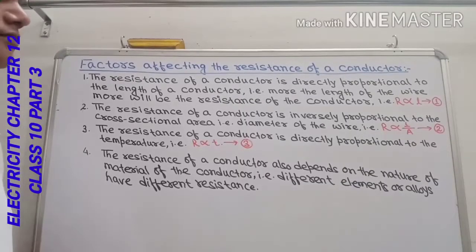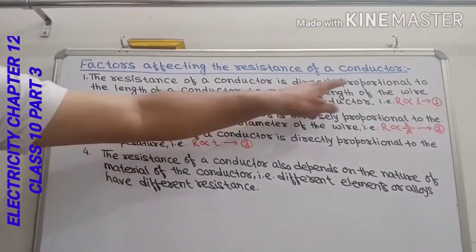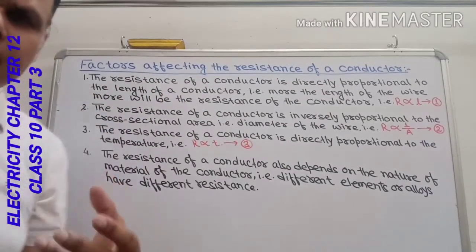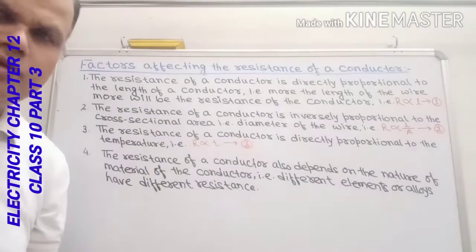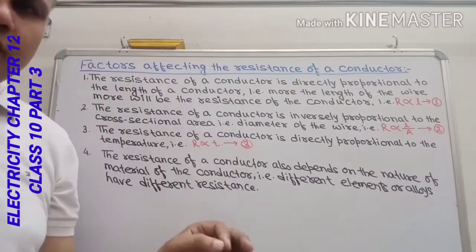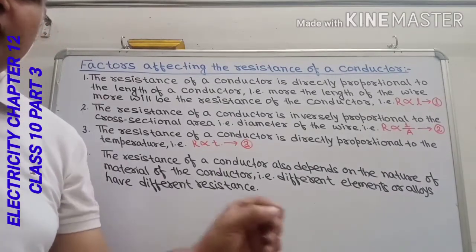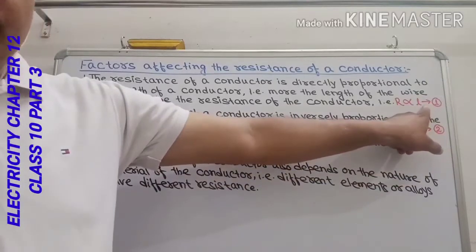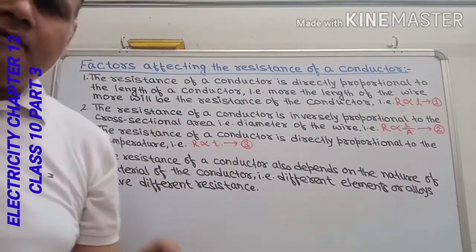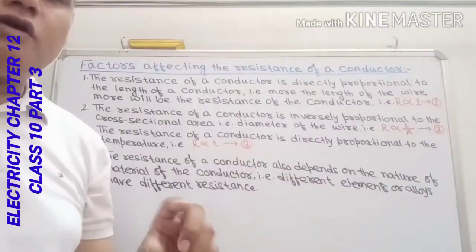Now beta, the resistance of a conductor is directly proportional to the length of the conductor. That is, if the length of the conductor is more, then its resistance will also be more. That means we can simply say that the resistance of a conductor is directly proportional to the length of the conductor.